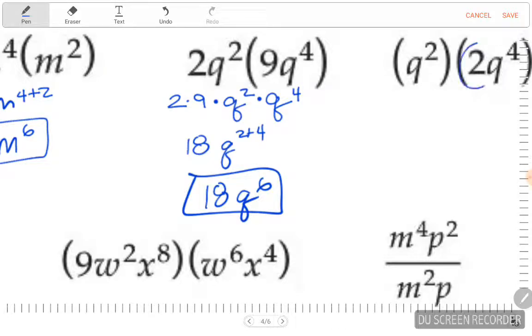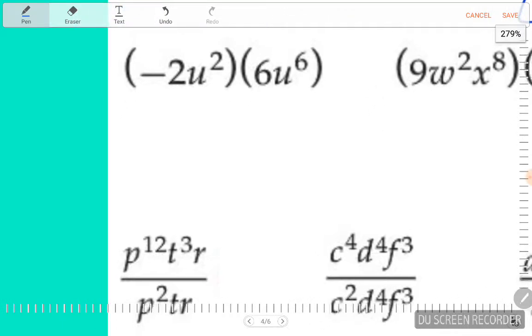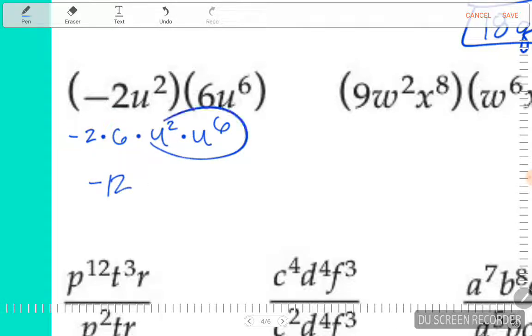Okay, once again, I could put the number first, so this would be 2. I have q squared, q to the fourth, multiplying, so I add the exponents, 2 times q to the sixth. Okay, here again I can put the numbers first, so negative 2 times 6. I've got u squared, u to the sixth. These multiply and give me negative 12. These multiply and I add the exponents since the base is the same. 2 plus 6 gives me 8.